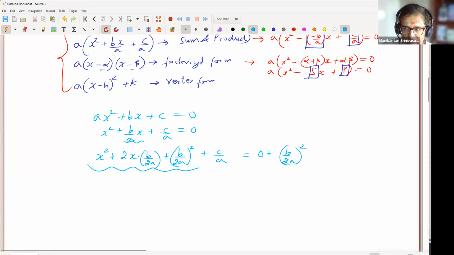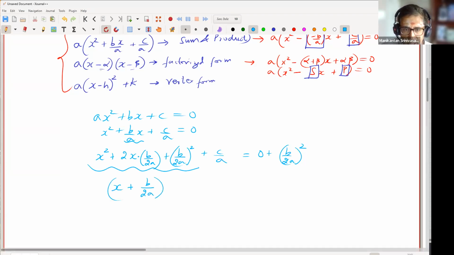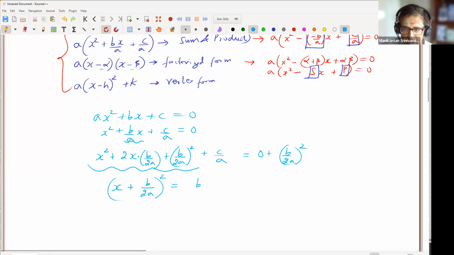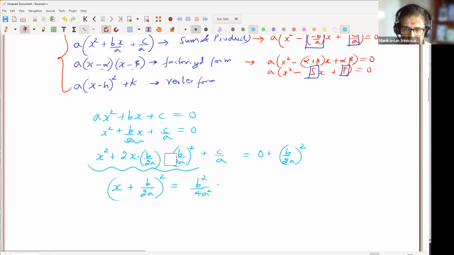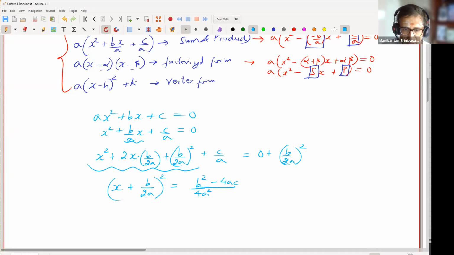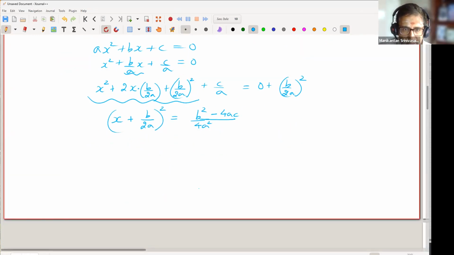Now this collection becomes a square, p plus q whole square. In our case, p is x and q is b by 2a. So you have x plus b by 2a, the whole square, equal to, let's move the c by a to the other side, b square by 4a square minus c by a. You can already see it's taking shape. Then I can bring a common denominator as b square minus 4ac whole upon 4a square. Therefore, when I take a square root, it becomes x plus b by 2a equal to plus or minus square root of b square minus 4ac.